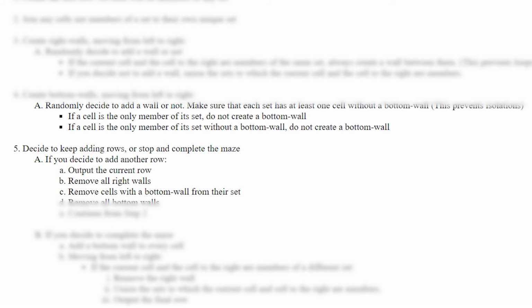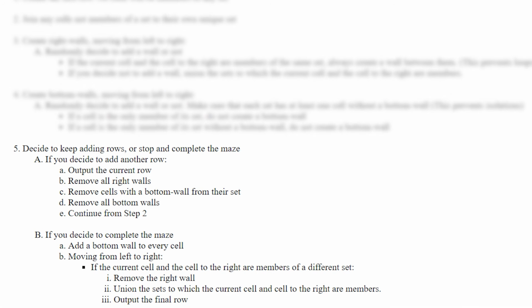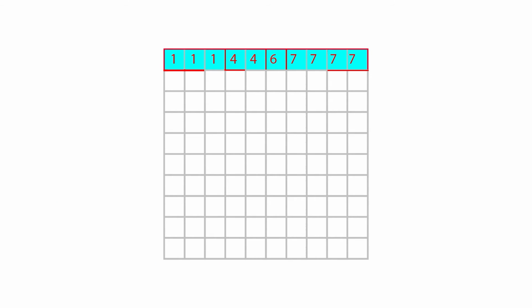For step 5, we have 2 main choices: to continue or complete the maze. If we choose to continue and add another row, we will continue with the following steps. Output a copy of our row below the current row. Remove all right walls. Remove cells with a bottom wall from their set. Remove all bottom walls. Continue from step 2.